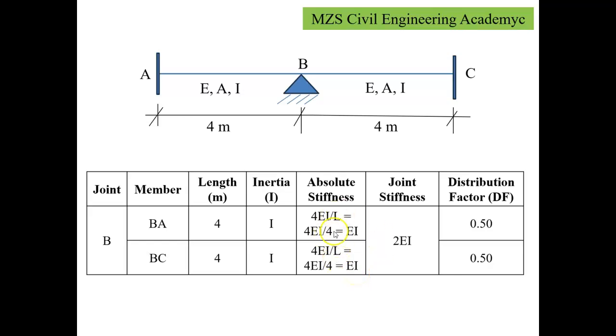Then we have to add these two values at a joint to get the joint stiffness. EI plus EI comes to 2EI. When I work out the distribution factor, it will be the individual stiffness of the member divided by the joint stiffness. So it will be EI divided by 2EI, which works out to be 0.5. Similarly, the member BC will get 0.5 again. If I add the distribution factors at the joint from all members, the addition comes to be 1. Those are the supportive examples for the description which we have.